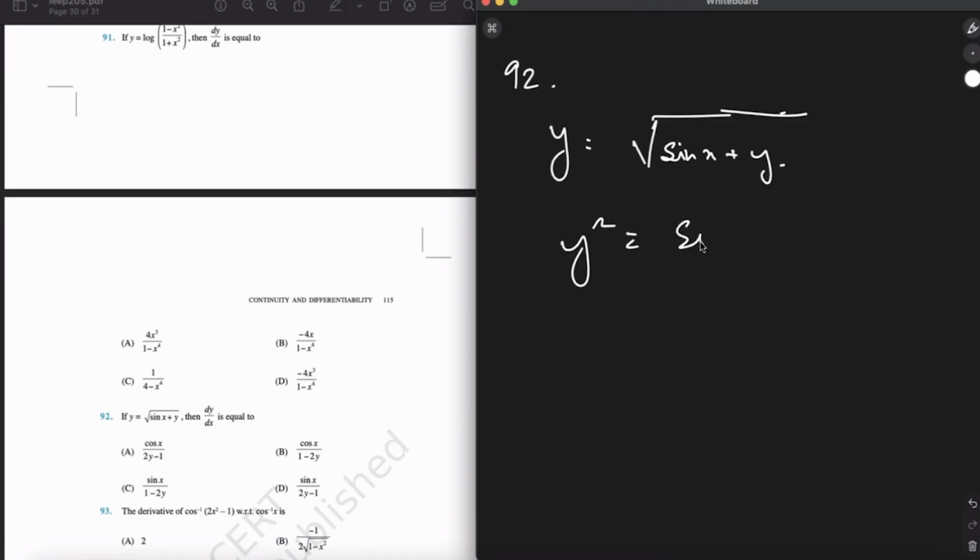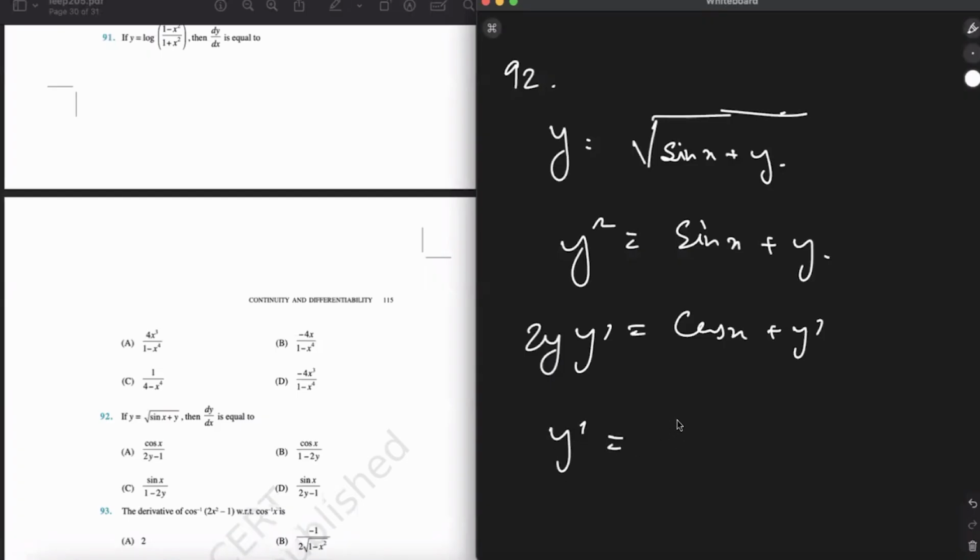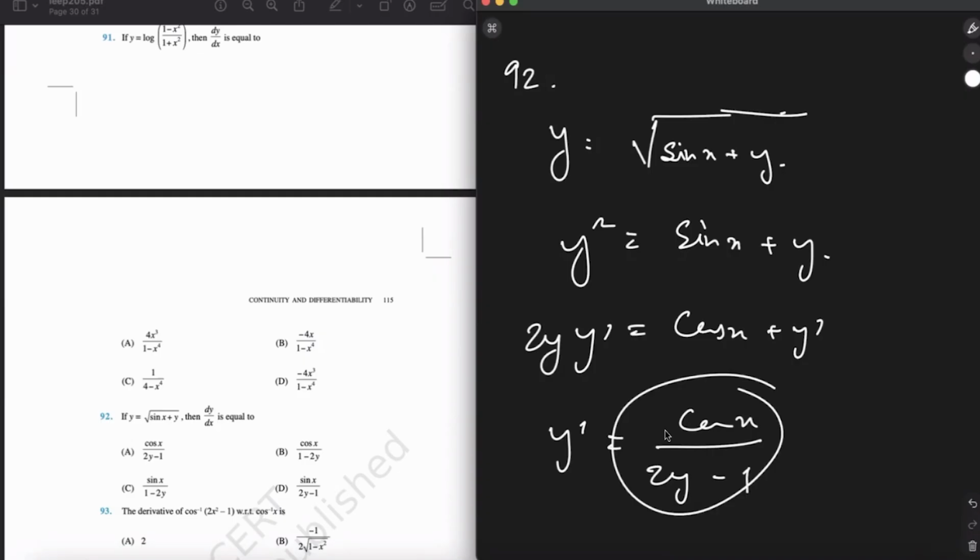y square is equal to sin x plus y. If I start differentiating it now, 2y y dash is equal to cos x plus y dash. If I take y dash common, I'll be left with cos x and 2y minus 1. So is there any option? Yeah, cos x divided by 2y minus 1 is option number A.